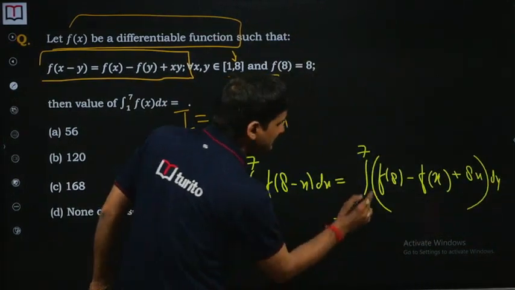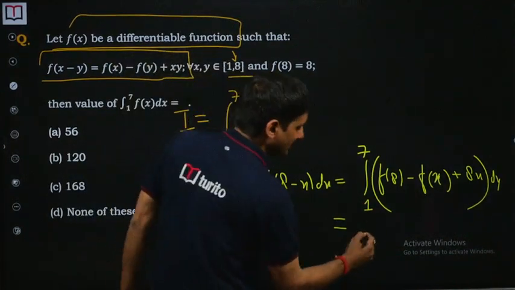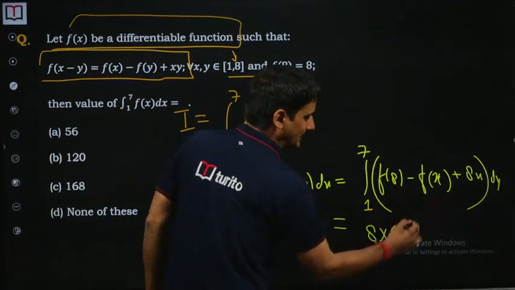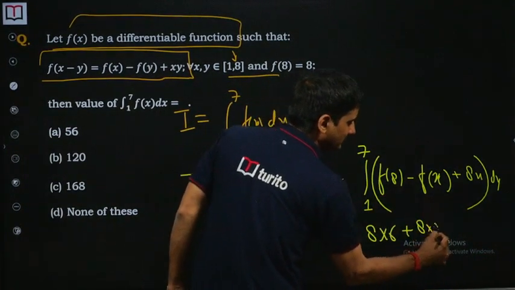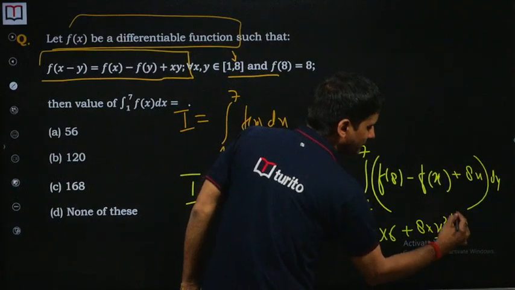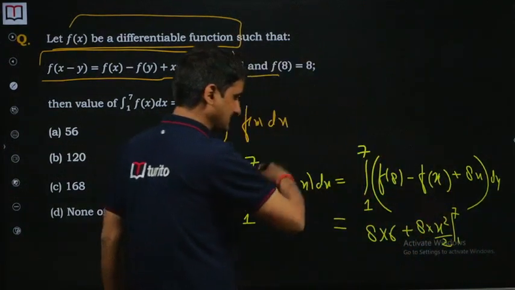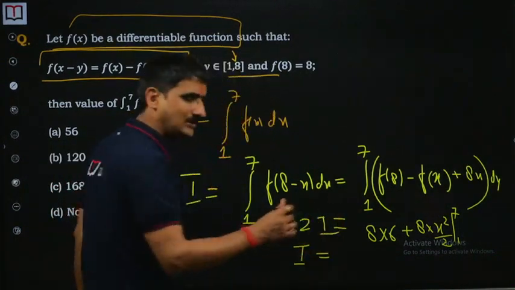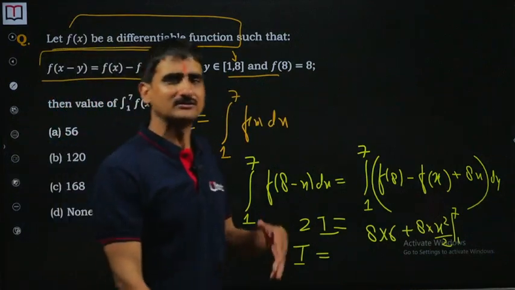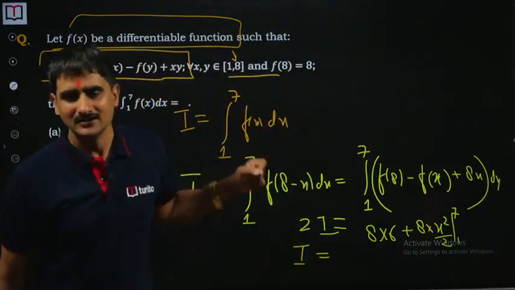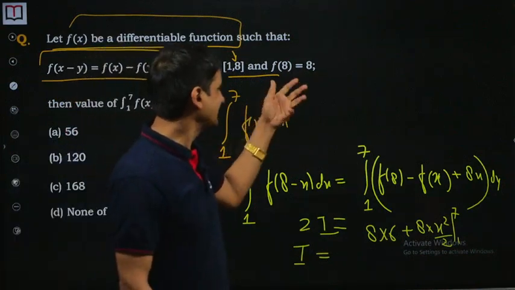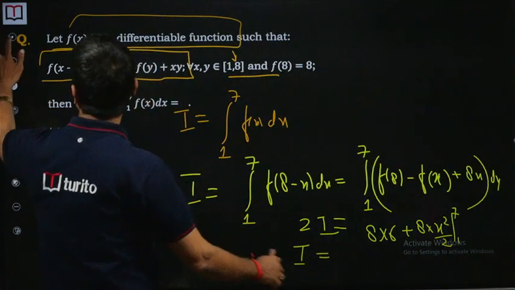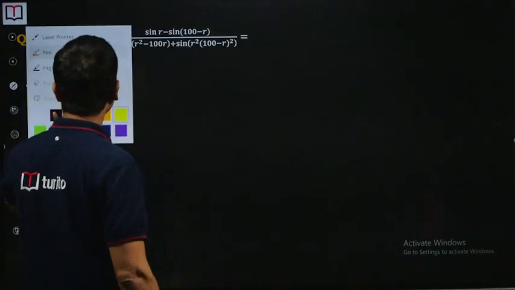And f of 8 is how much? It's 8 into 7 minus 1 is 6, 48, and plus 8 into x square by 2, 1 to 7, and then minus f(x), take it this side, and this is 2I. So you get I from here, and that's what we need here. So the intention behind framing this question was to use the functional relation in integration. So that's it. Now moving to the next question.